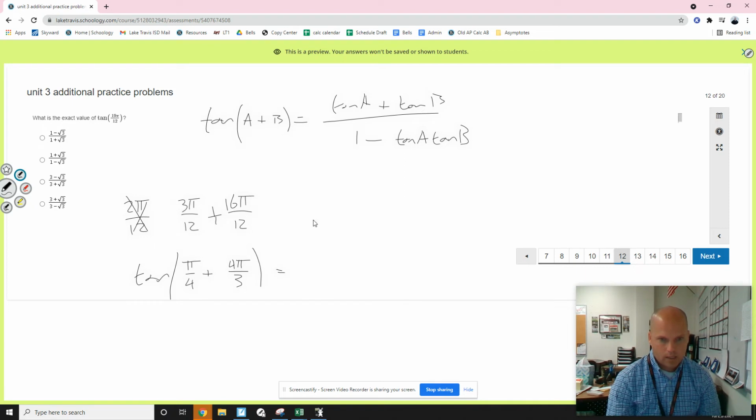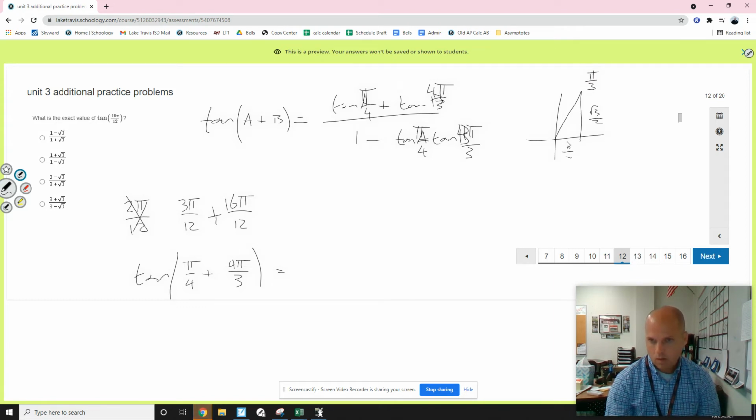Okay, so I need to fill in my formula. It's the tangent of pi over 4, tangent of 4 pi over 3. It's messy, but you get it. Now, what's the tangent of 4 pi over 3? Well, let's think about the tangent of pi over 3. Opposite over adjacent, root 3 over 2 divided by 1/2. That's just root 3. It's root 3 over 2 times 2 over 1, which is just root 3. So the tangent of 4 pi over 3 is root 3.